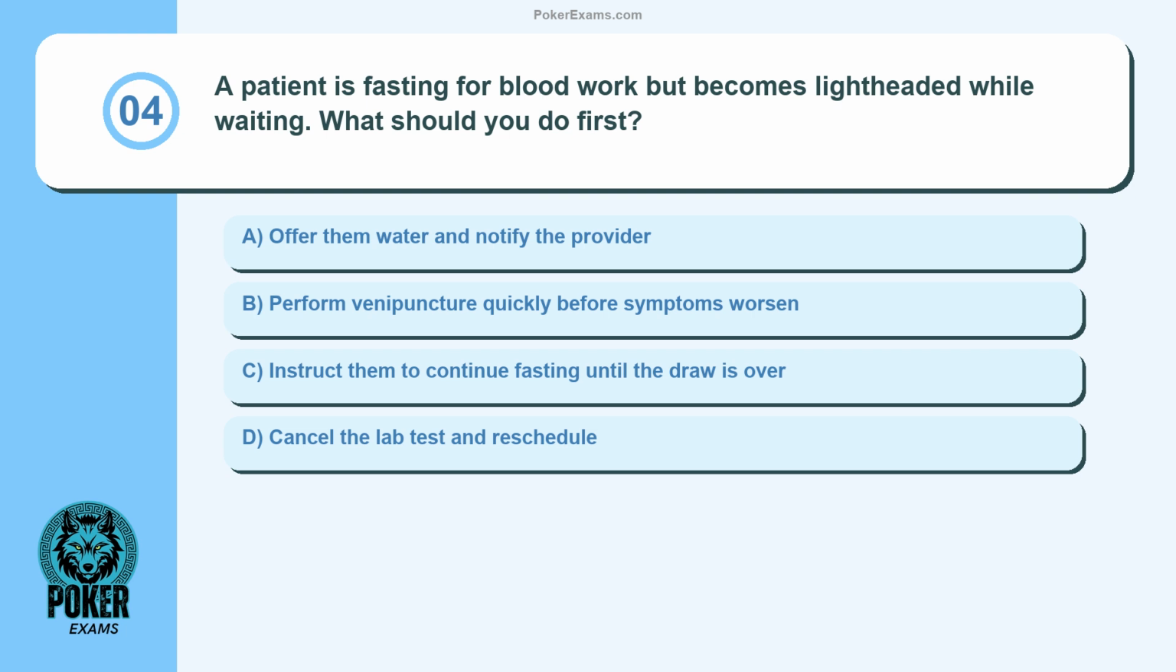Question 4. A patient is fasting for blood work but becomes lightheaded while waiting. What should you do first? Offer them water and notify the provider. Perform venipuncture quickly before symptoms worsen. Instruct them to continue fasting until the draw is over. Cancel the lab test and reschedule.